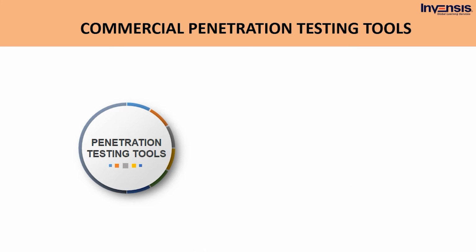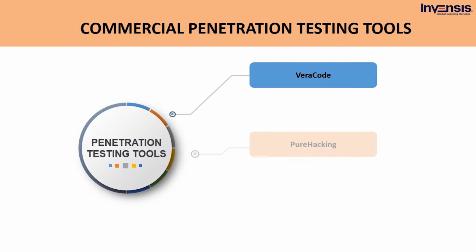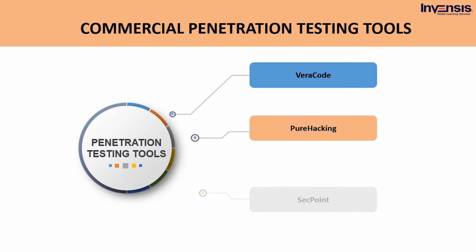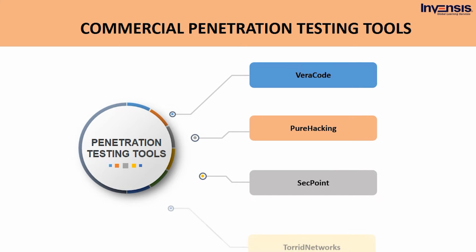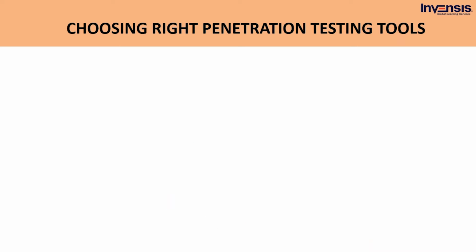There are different types of commercial penetration testing tools. The first one is Veracode. The second one is Pure Hacking. The third one is SecPoint. The fourth one is Torrid Networks. Let us now look into the various factors to be considered before choosing the right penetration testing tools.